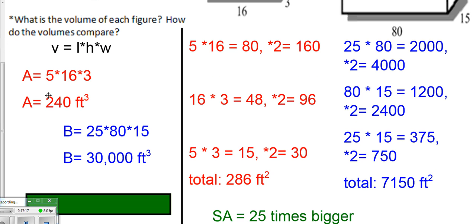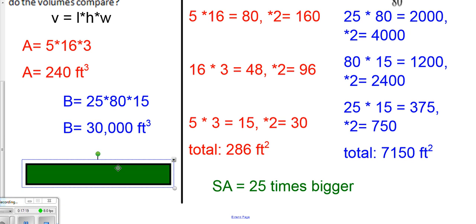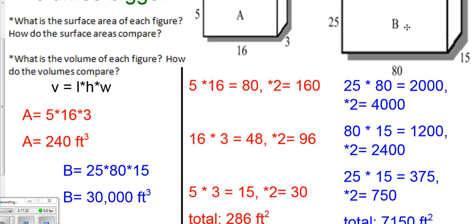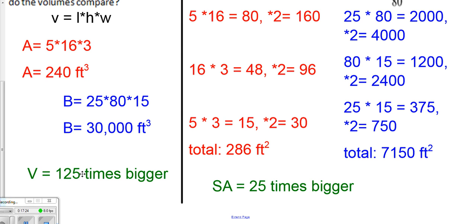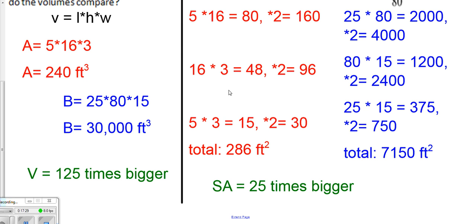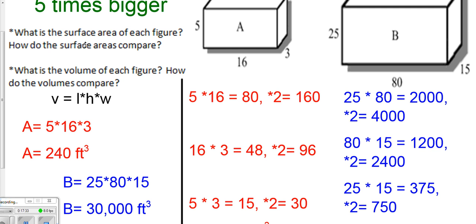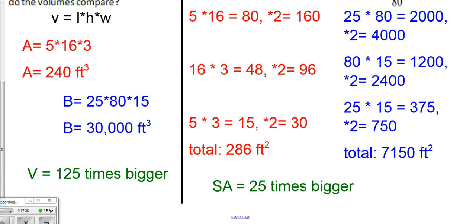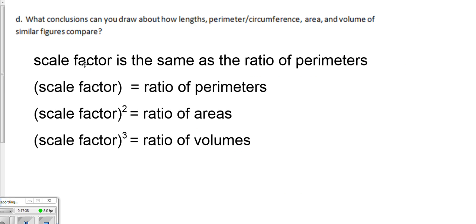So these would be the two volumes. How do these two volumes compare? Well, the volume of B is 125 times bigger than volume A. How does this 125 compare to our 25 and our 5? We'll see that in our next slide here. The scale factor will always be the same as the ratio of the perimeters. I guess I should read off the question. What conclusions can you draw about how lengths, perimeter, circumference, area, and volume of similar figures compare?